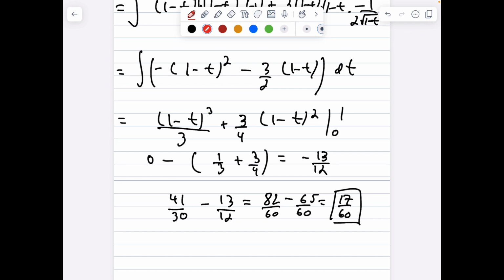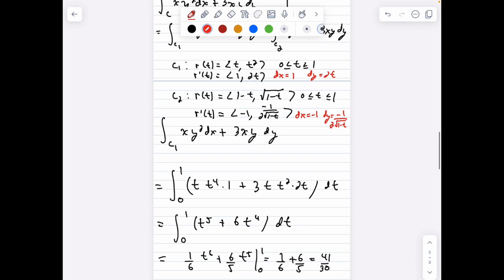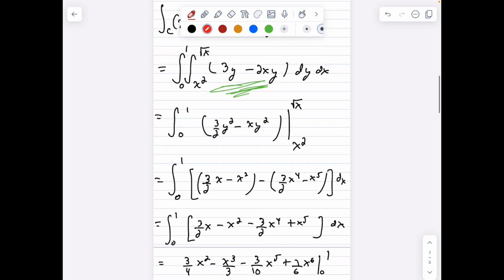That's the advantage of working with Green's theorem, is that it can cut down on your computations with a line integral.